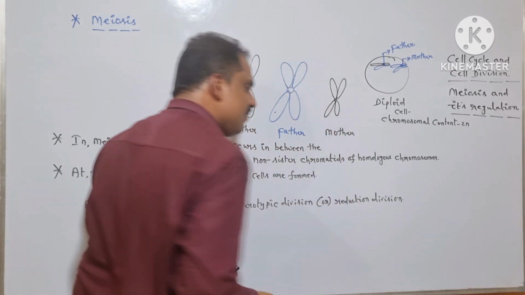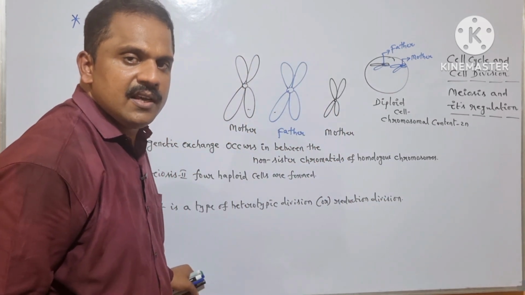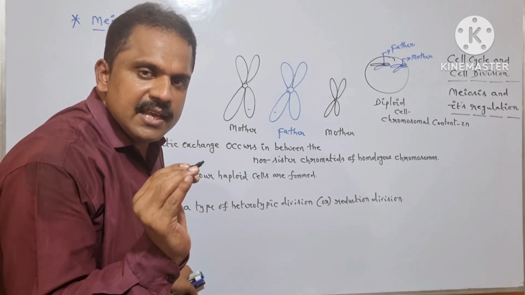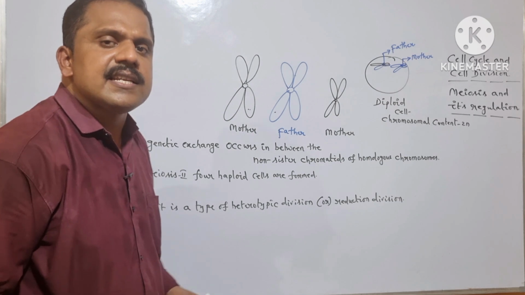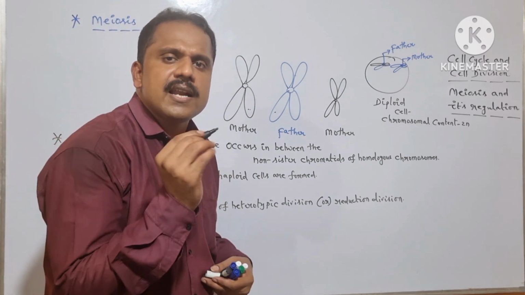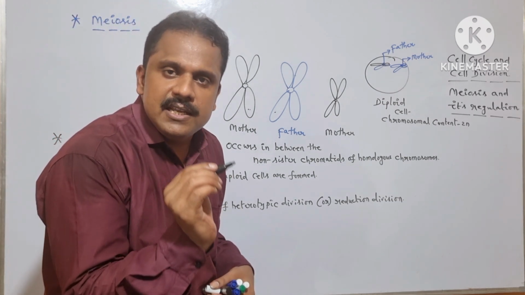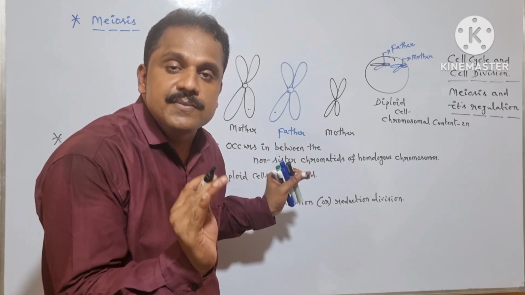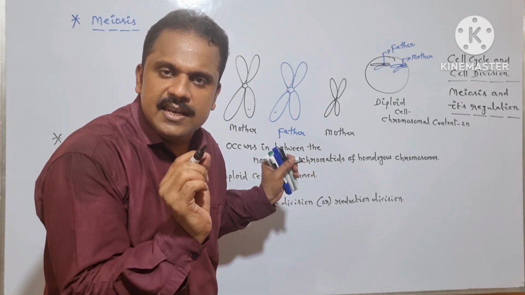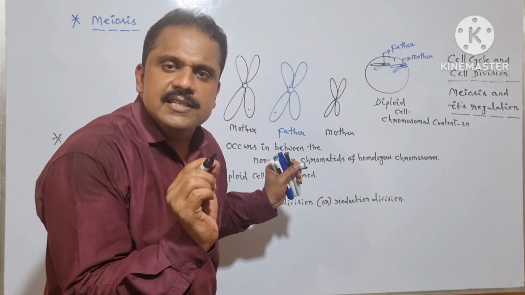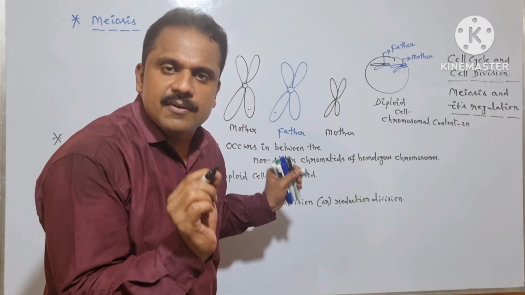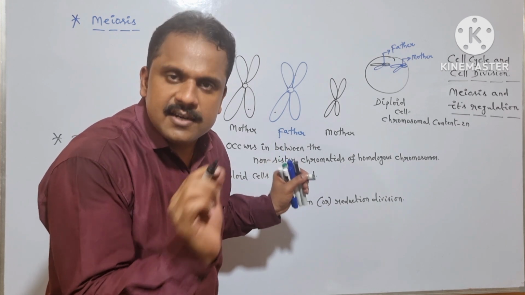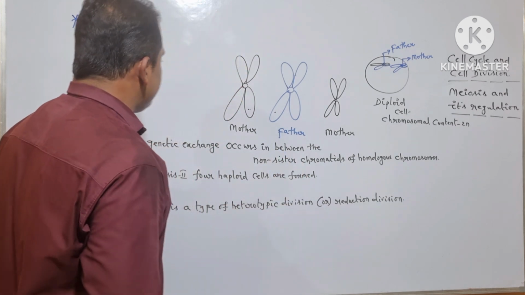So during meiosis 1, the separation of sister chromatids does not take place. In what way? In mitotic division, the sister chromatids are capable of undergoing separation because of the splitting of the centromere. Such separation of the sister chromatids is not observed in meiosis 1, because in meiosis 1, splitting of the centromere does not occur. Is it clear? So let me show it here.